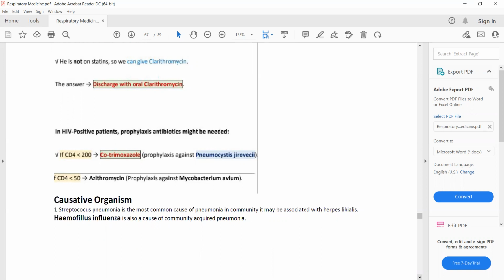Which drug is used for the prophylaxis of Pneumocystis jirovecii? That is cotrimoxazole. So if in the exam they give you a question in which the patient's CD4 count is less than 200 and they ask which prophylaxis he should receive, then you should select prophylaxis against Pneumocystis jirovecii, that is cotrimoxazole. And if the CD4 count is less than 50, then he has a risk of developing Mycobacterium avium, and the prophylaxis against Mycobacterium avium is azithromycin.